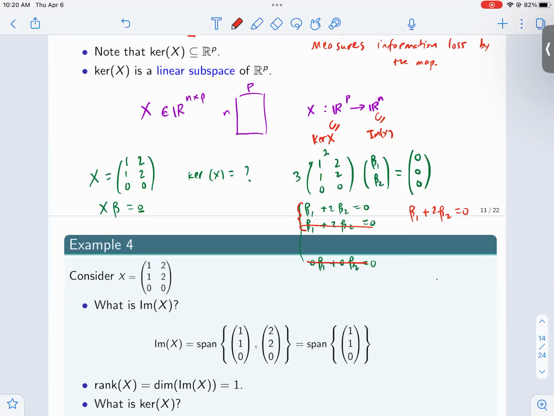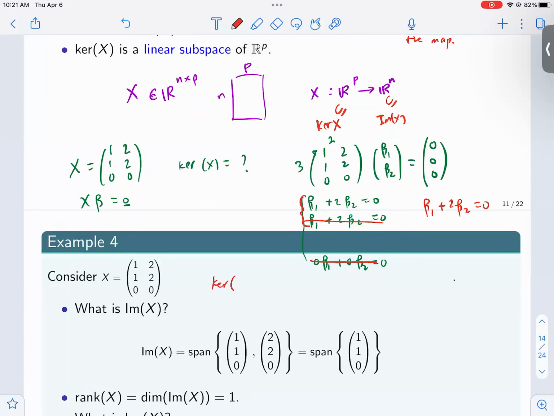Yes. Any values such that beta 2 is negative half of beta 1? Okay, good. At this point, there are a couple of options. You can just stop and say the kernel is all vectors beta 1, beta 2 that satisfy this equation. That's one option, but what Rishi said was an alternative. This cannot really be solved to a single solution; there are a lot of solutions. That's one version. The other version is what Rishi mentioned.